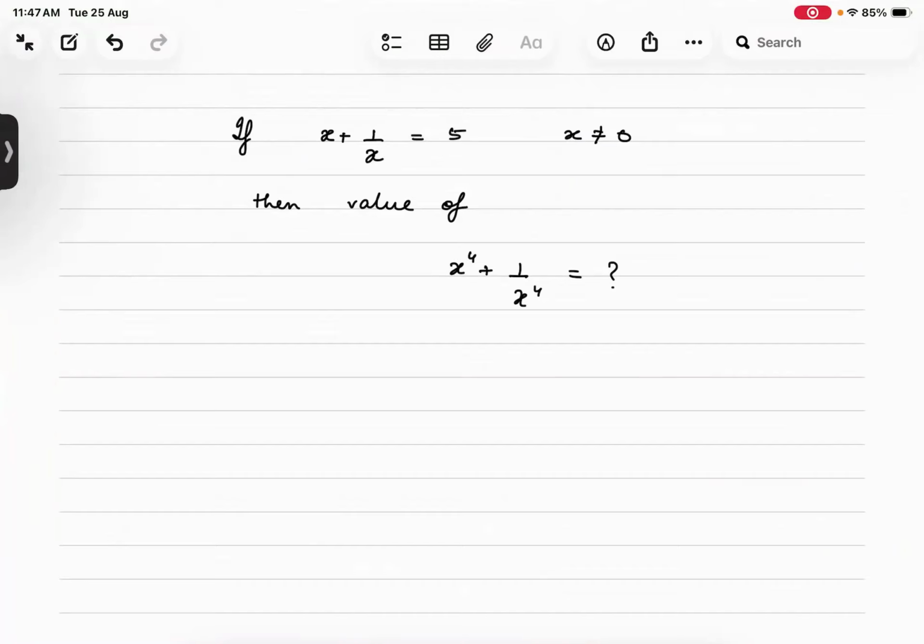Hi guys, this is one of the most difficult questions of grade 8 and this is from algebra. Now we need to understand how to solve this question using the identities. So the question is: if x plus 1 by x is equal to 5, then the value of x to the power 4 plus 1 over x to the power 4 is equal to? So let's see how to solve this question.